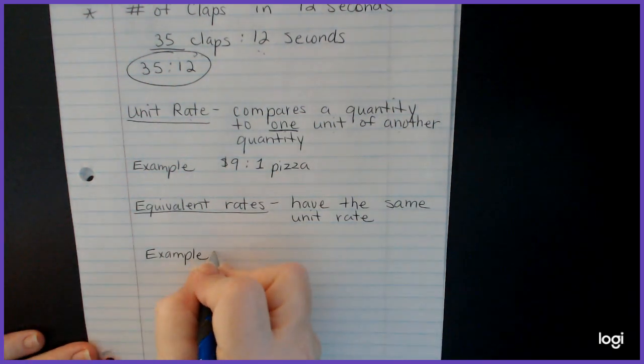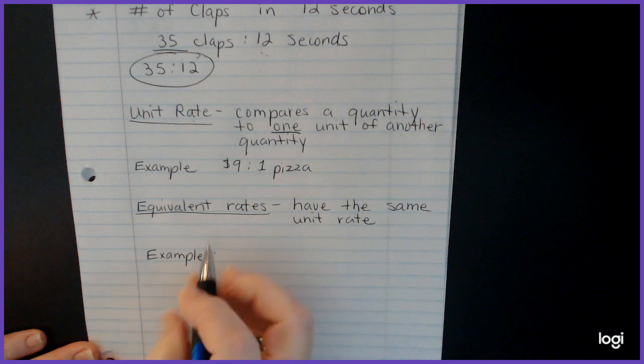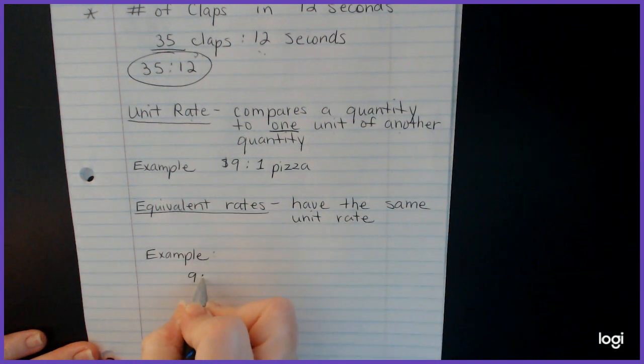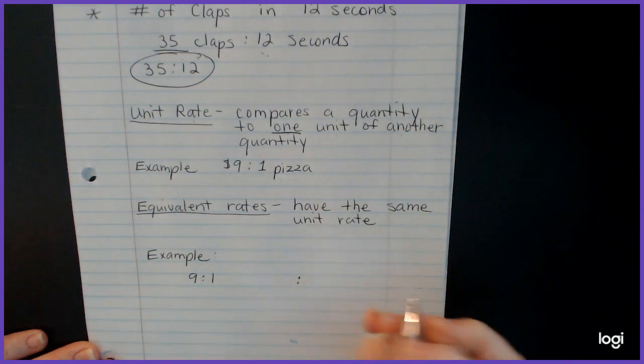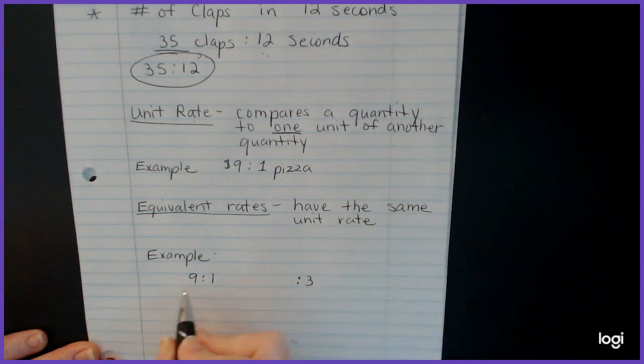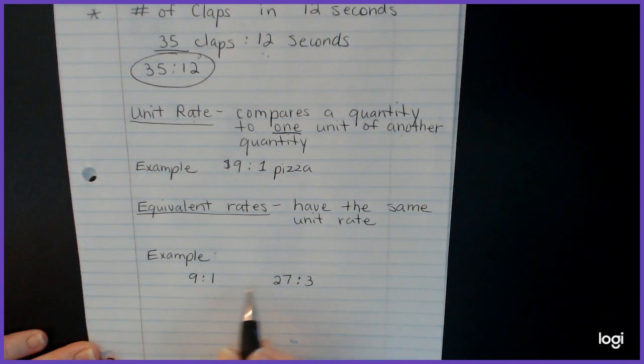So my example would be something like this. The unit rate I had here was $9 for 1 pizza. An equivalent rate would be, well, what if I wanted 3 pizzas? What would that cost me? It costs me $27. These two are equivalent rates.